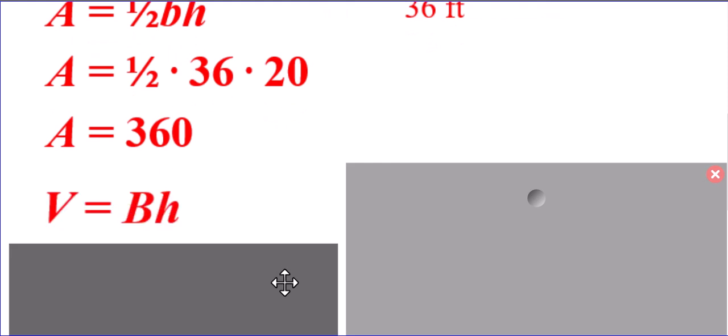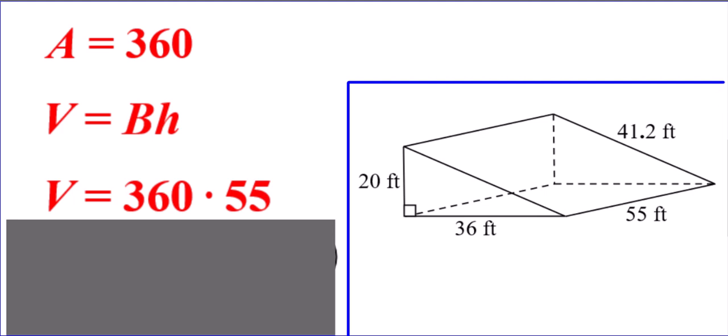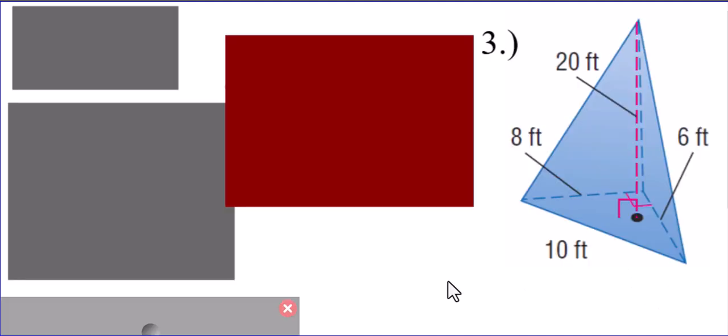Now you can substitute that in for capital B. How did I know the height was 55? Well, because the height is the line segment that goes between the two triangles. So that was the 55. Put that in for the H. Formula, substitute, solve. The volume of the triangular prism is 19,800 cubic feet. All right, problem number 3.